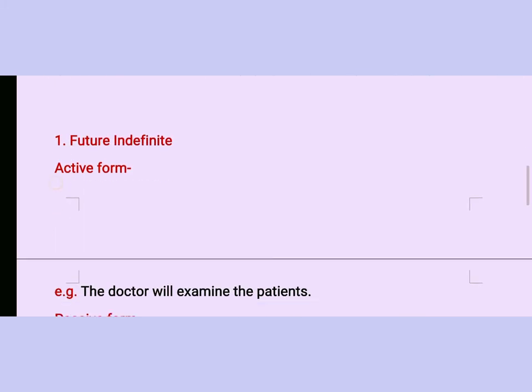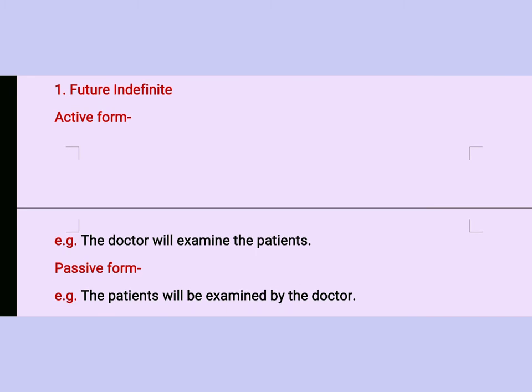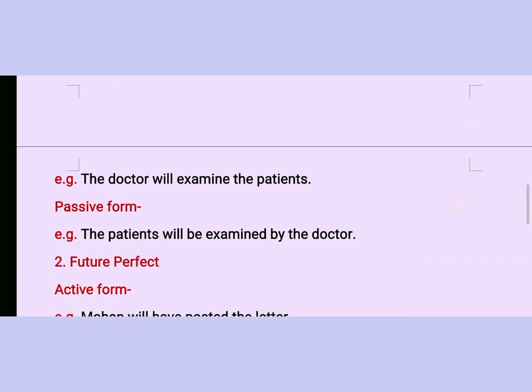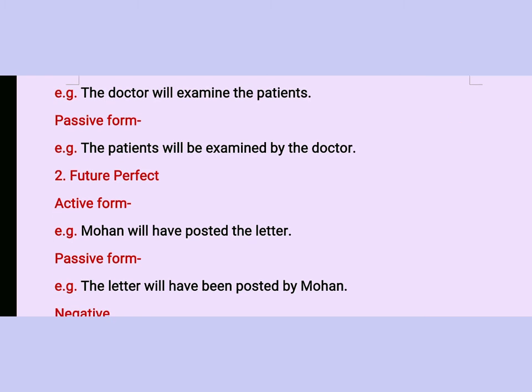So next is, students, as now I have explained the table, the rules are just given there, but now I'll give you examples also. So here, as you're seeing, future indefinite tense. If the active form of our future indefinite is, the sentence is, the doctor will examine the patients. The doctor will examine the patients.